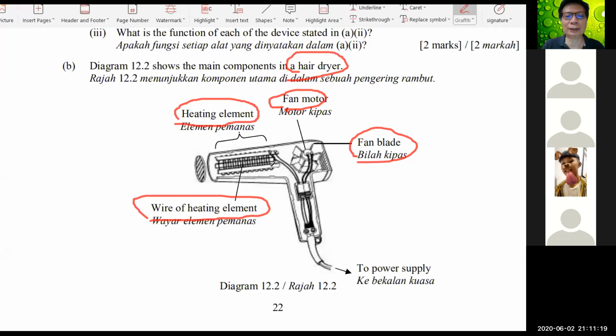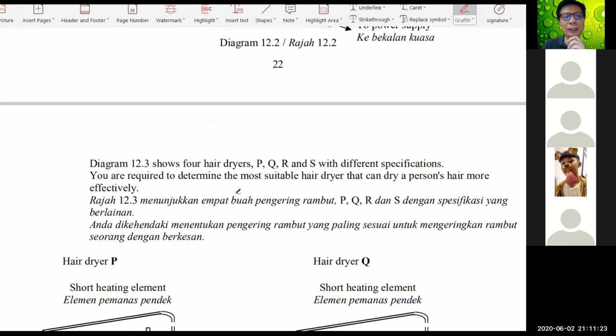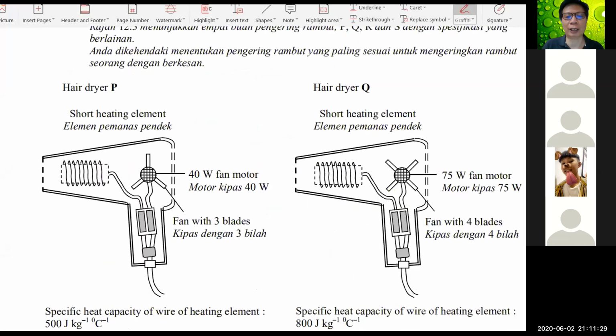All right. Next. Now we have the question. You are asked to choose one. The diagram shows 4 hair dryers with different specifications. Okay, now we look at all the 4.